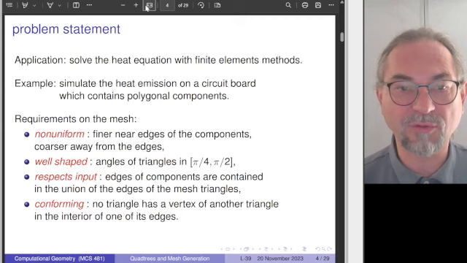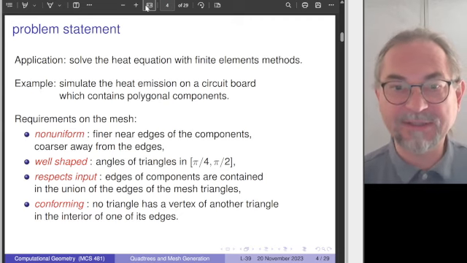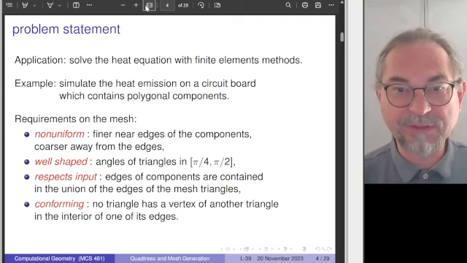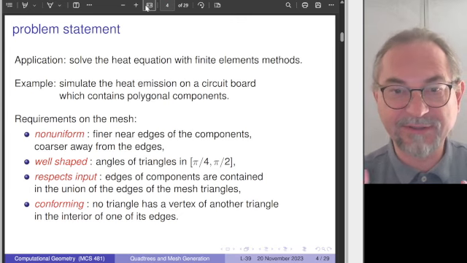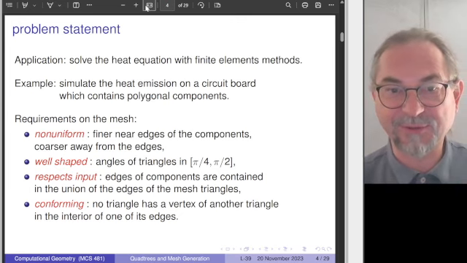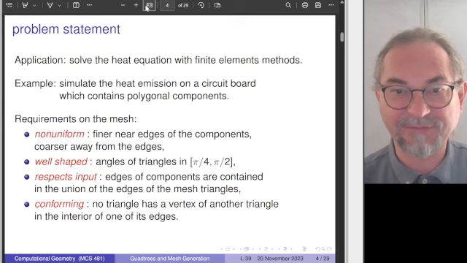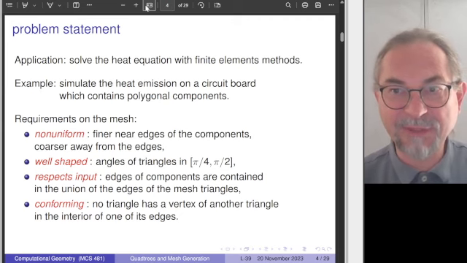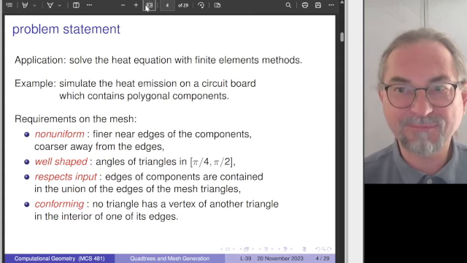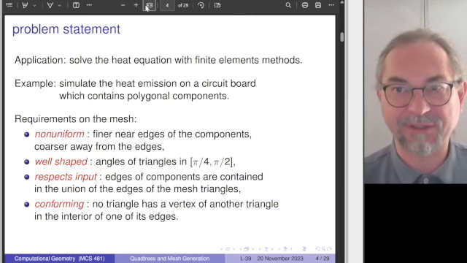So we also want that the edges of the components are actually contained in the triangulation of the mesh. So in some sense, if we represent our objects by polygons, also these polygons will actually have a very particular shape.